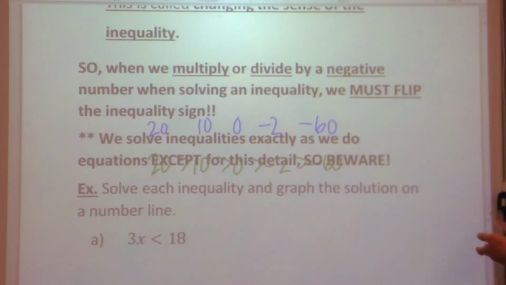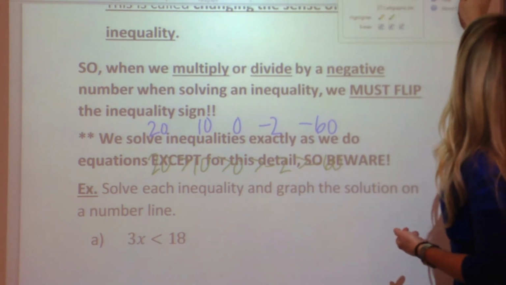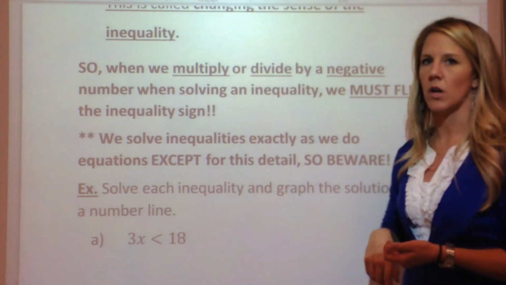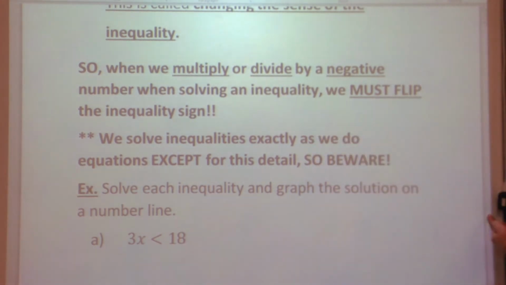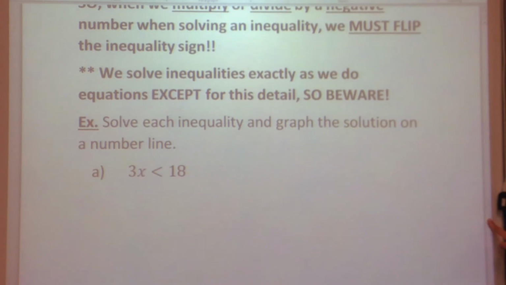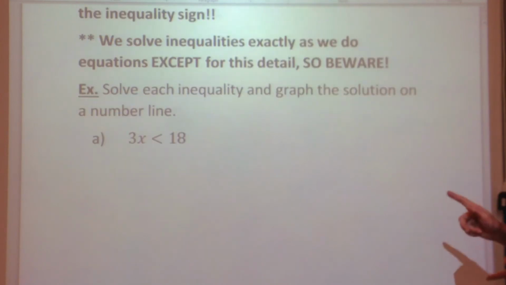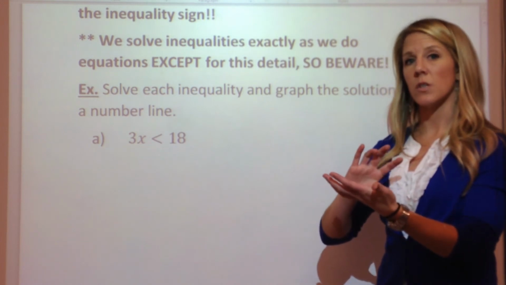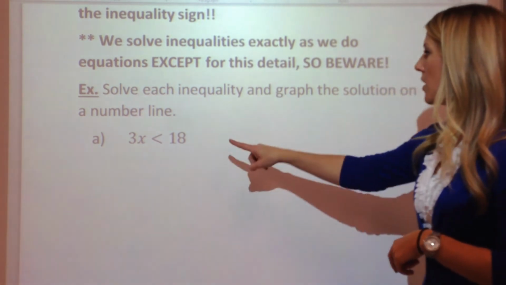So when that happens, when we multiply by a negative and that sign flips, that's called changing the sense of the inequality. So when we multiply or divide by a negative when solving the inequality, we must flip that inequality sign. The reason being, because of what we just did. We started least to greatest, multiplied each one by a negative number. All of a sudden, what was smallest became the biggest.